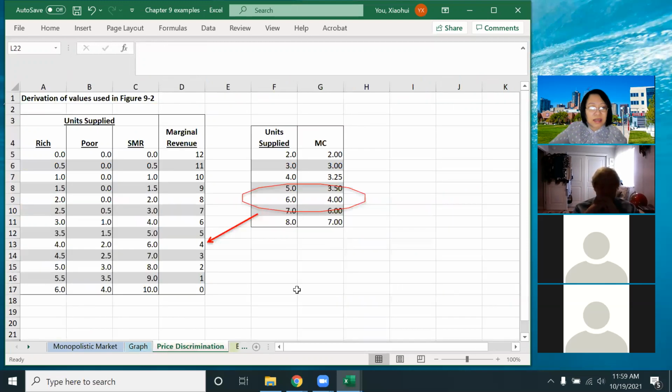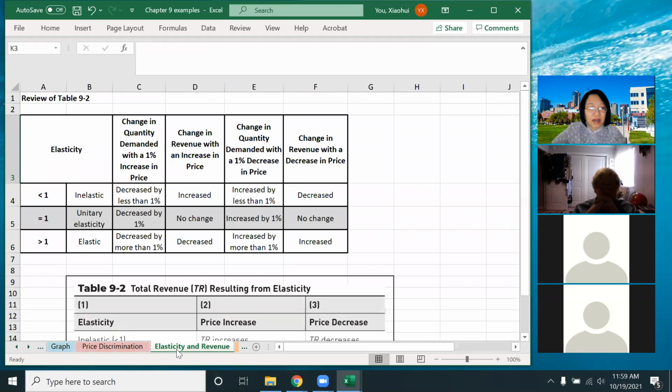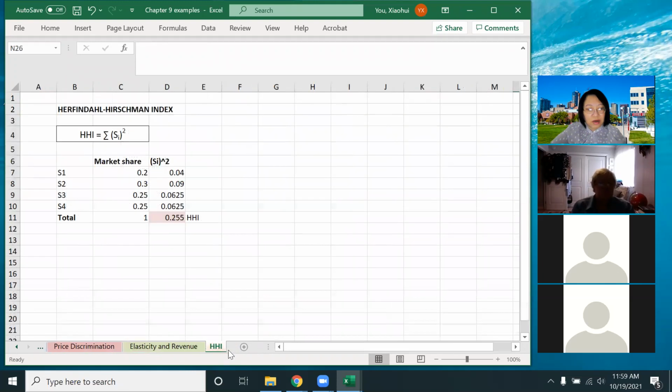Okay, and then we don't need to talk about this one, the price discrimination. Now let's look at the elasticity and the revenue. Before we discuss this part, how about we go over the Herfindahl-Hirschman index first, and we will have a question for the module 5 assignments. And that's for the Herfindahl-Hirschman index.